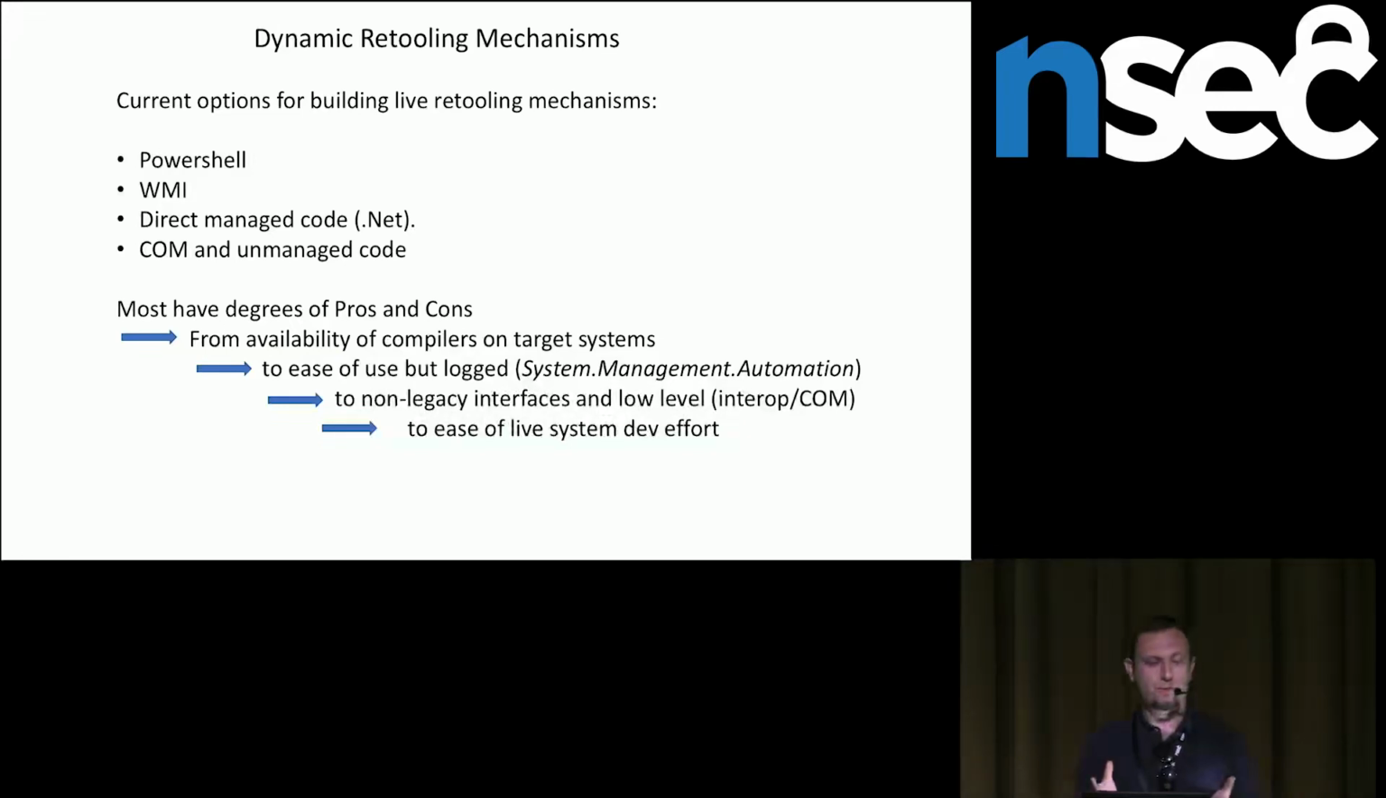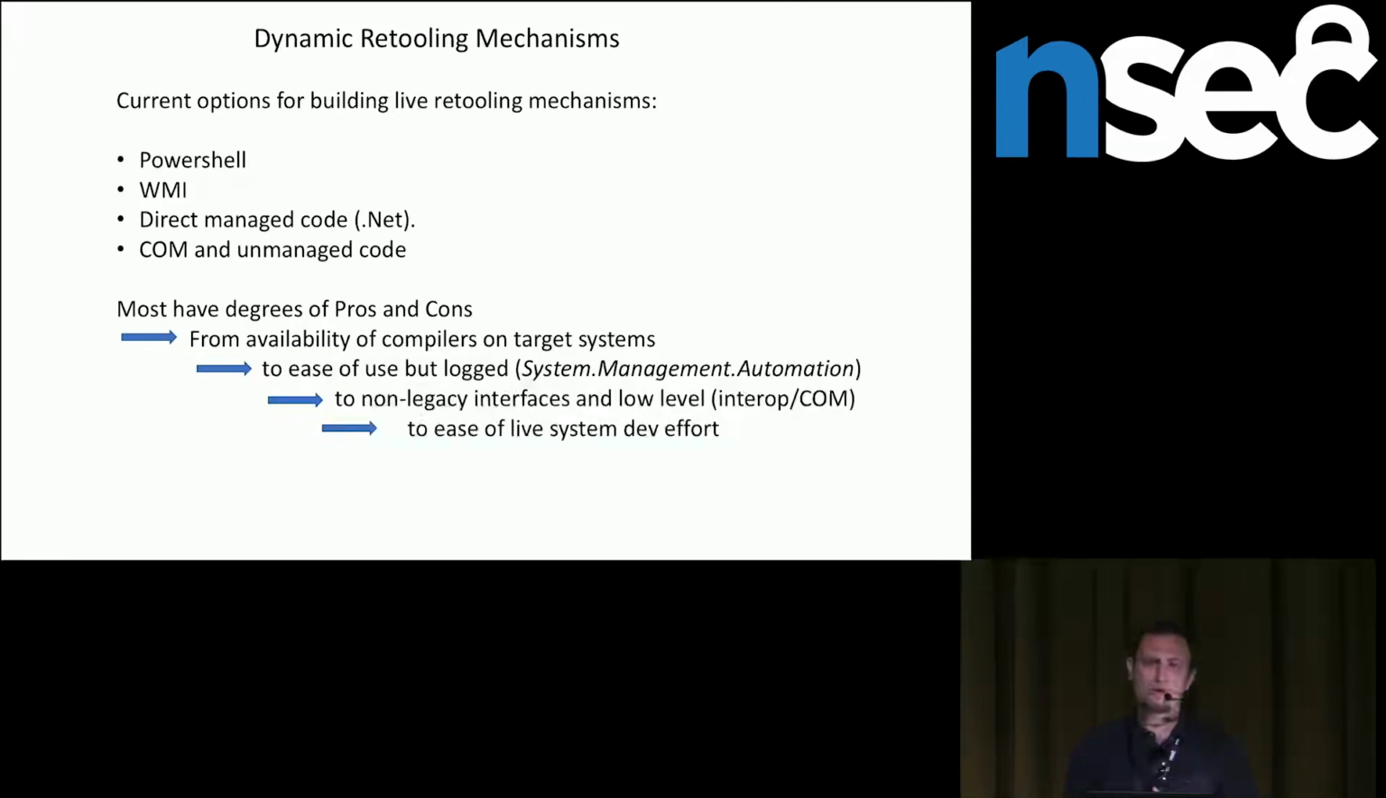All of these options have pros and cons. So you're talking about availability of the compilers on the target system, ease of use and logging, for example, for PowerShell through the automation API. And then if you want to drop into interop and actually talk to the operating system at the low level, then you have those interfaces and COM that you need to make sure that you actually cover. And it also comes down to how well you can actually develop in a live environment there.